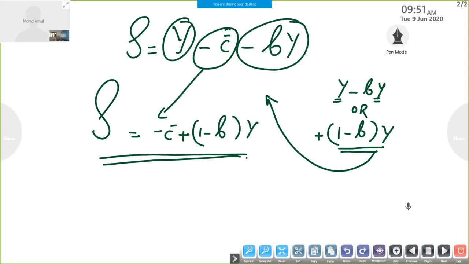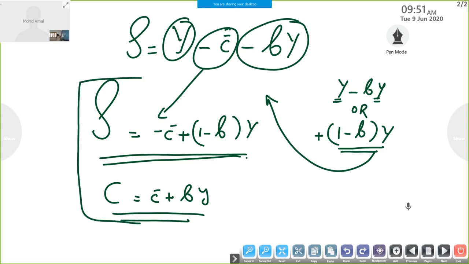Now we derive saving function from consumption function. So consumption equation, C is equal to C dash plus bY. Saving equation, S is equal to minus C dash plus 1 minus b Y. This you should study. Okay.